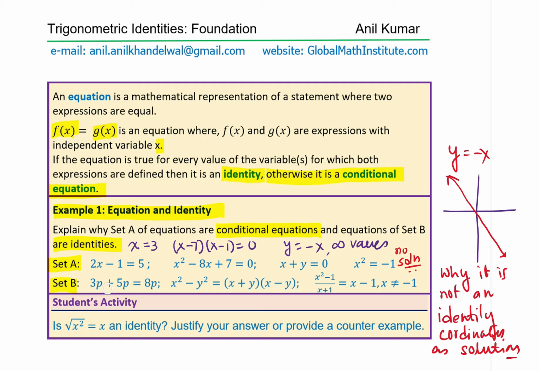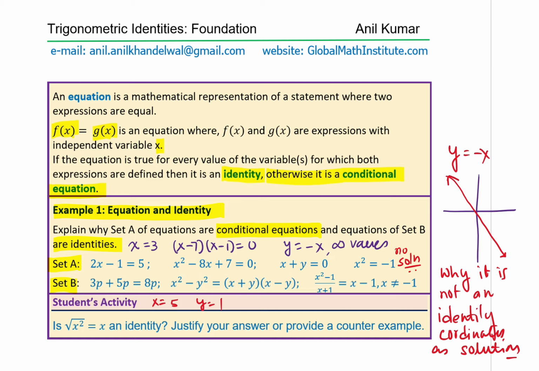Now, as far as the identities are concerned, you can see from here 3p plus 5p is always 8p. p could be any value. You can write p as 0, 1, minus 5, whatever you want. x squared minus y squared equals (x plus y) times (x minus y). For any value of x and y, this is true. You understand? If I put x equals 5, for example, and let's say y equals 1, even then this is true. You get the idea.